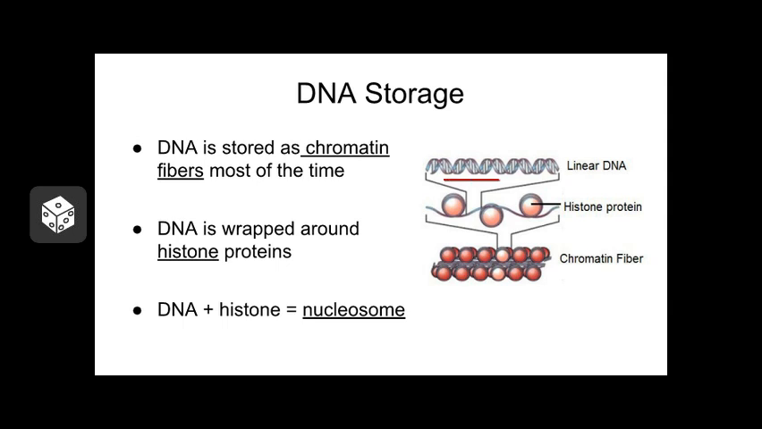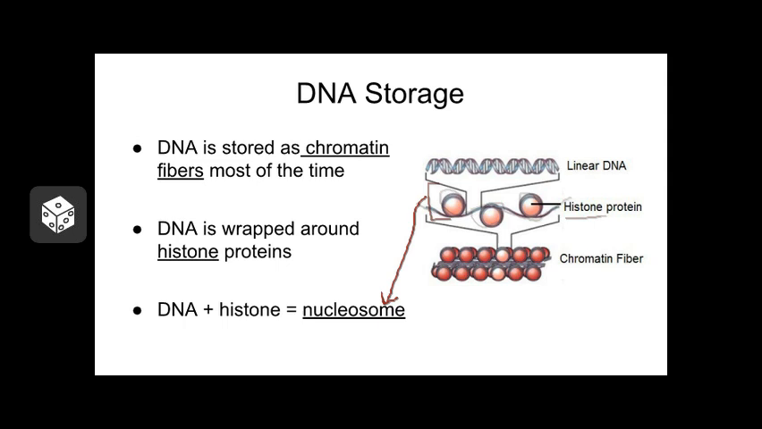Here is linear DNA. It's like a long piece of yarn. That long piece of yarn will be carefully wrapped around these proteins called histones. So it gets wrapped around and around and around these guys, and that helps ball them up. Collectively, a histone and the DNA that's wrapped around it is called a unit called a nucleosome.